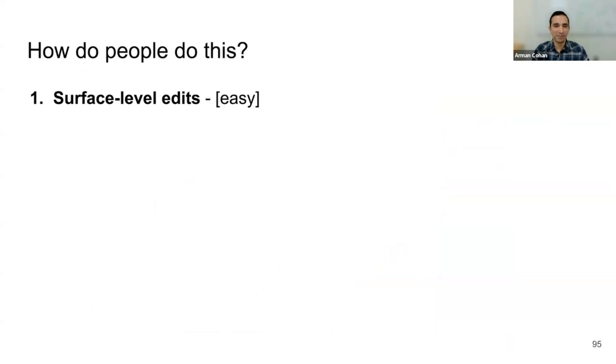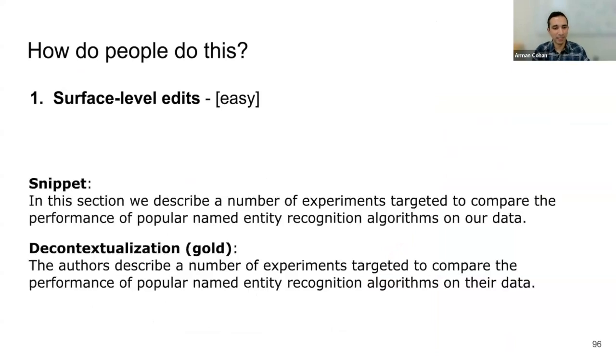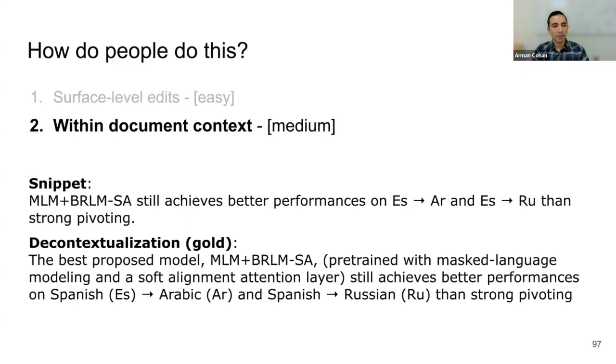So how do people actually do this? As scientists, if we are given this task, how can we do this? There are some surface level edits that are pretty easy. In these surface level edits, for example, you replace "we" with the authors, or you replace pronouns with the actual references and so on. This is pretty straightforward. There are some within-document contexts that you need to extract. We found this to be of medium difficulty.